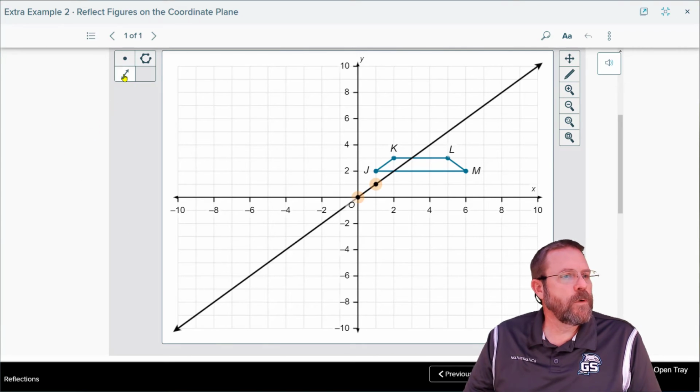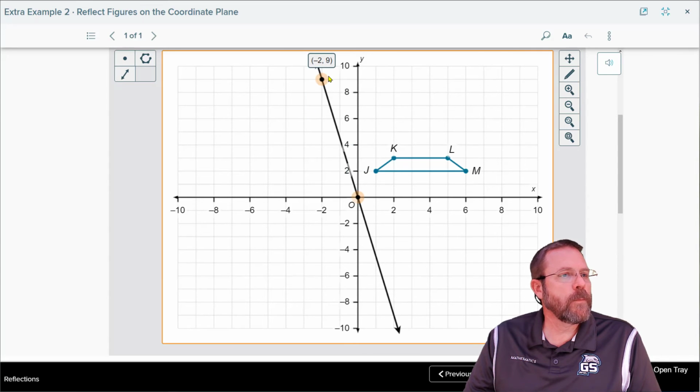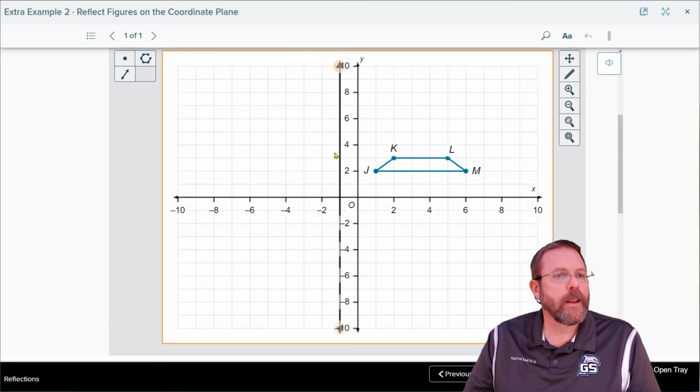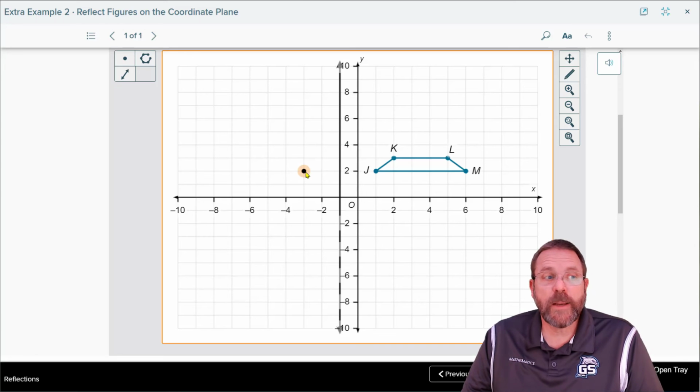Alright, first thing I'm going to do is I'm going to take this vertical line and I'm going to put it where x is going to be -1. So right here I've got my vertical line. X is -1. Now I got to start reflecting my different points. So the first point I'm going to reflect, J is 2 points to the right of this line. So I'm going to go 2 points to the left, and we're going to call that J prime.